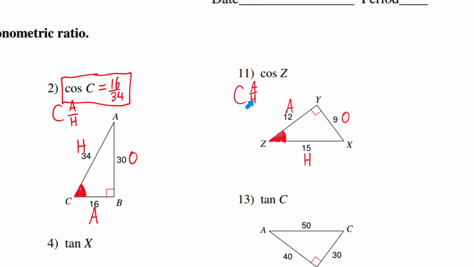Now for cosine, it's A and H. So what's my fraction going to be on this one? 12 over 15. Yep, the A is 12, the H is 15, so 12 over 15.